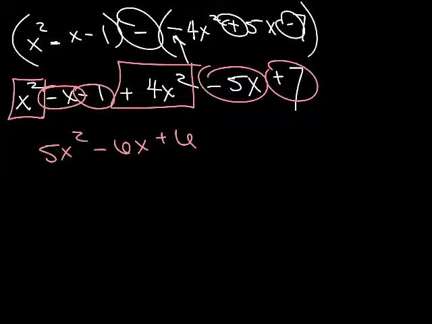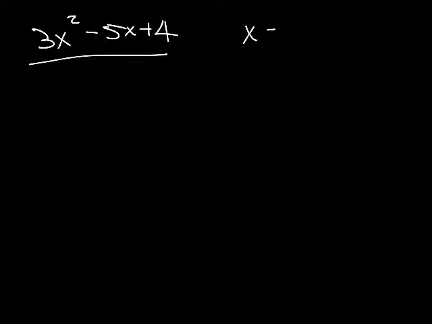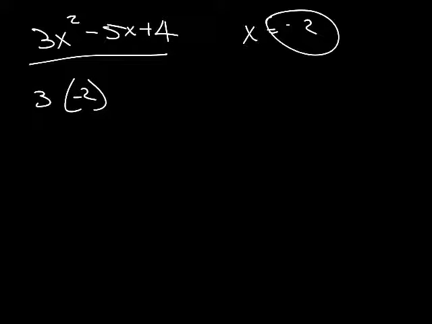Alright, let's jump to one more, and that would be example number 5. Example number 5 says, find the value of 3x squared minus 5x plus 4 when x equals negative 2. So we have 3x squared minus 5x plus 4. They want us to find the value of that when x is negative 2. So what we're going to do is substitute negative 2 in for x. So you remember how much I like the parentheses.